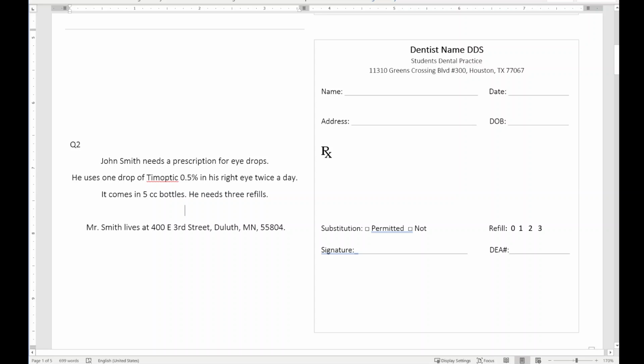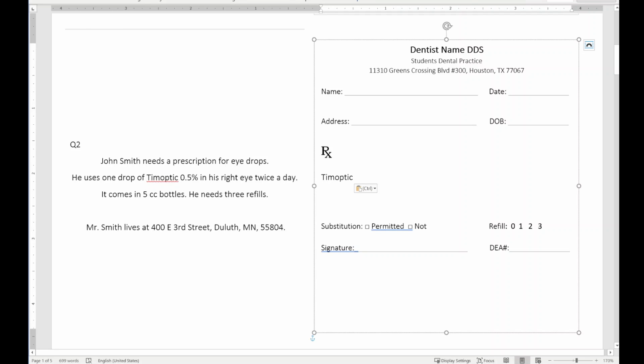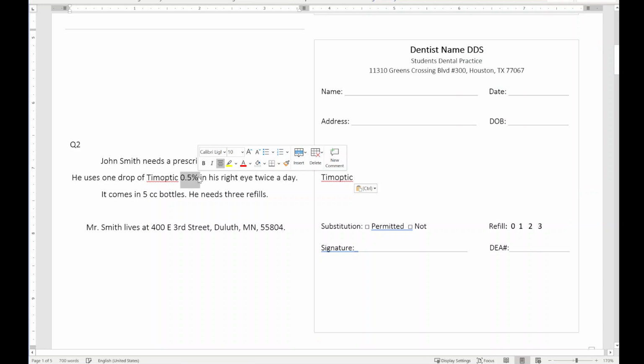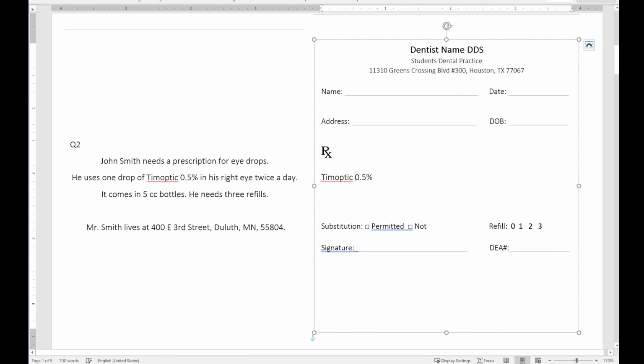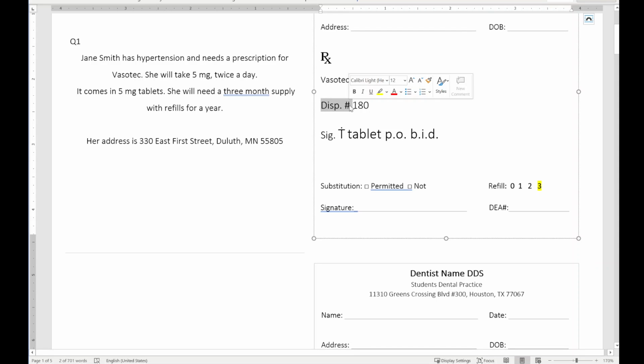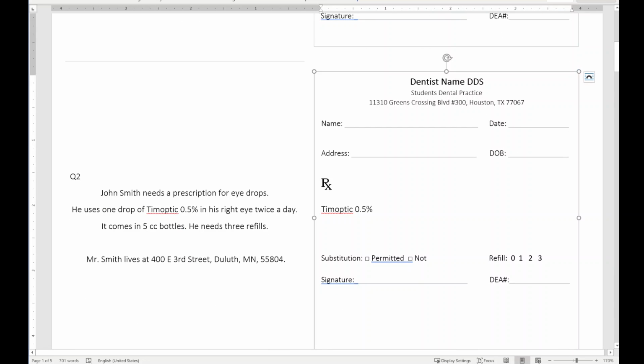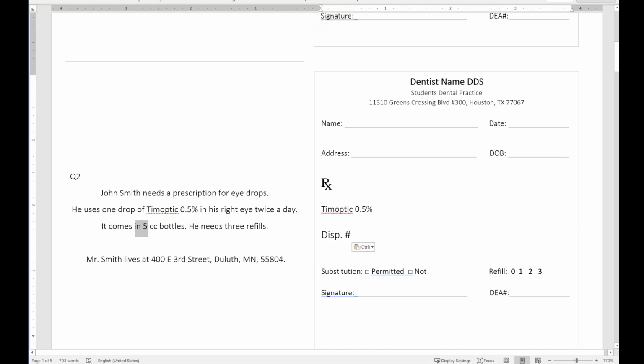So, first of all, as we know, the drug name, and the strength, which is this. So that's the drug name and that's the strength. And we can say droplets or solution in here, but that's okay. Then we need the what? We need the dispense and the hashtag. So how much we're going to dispense? It comes in 5 cc. So that's how much we're going to dispense. Just a 5 cc bottle.